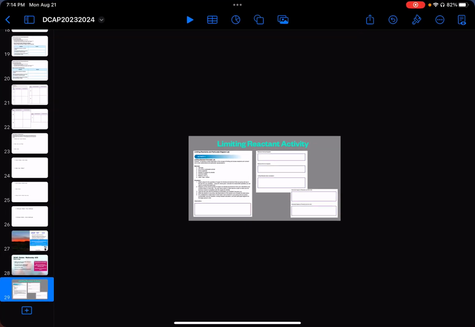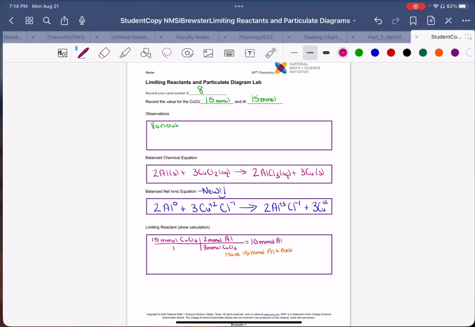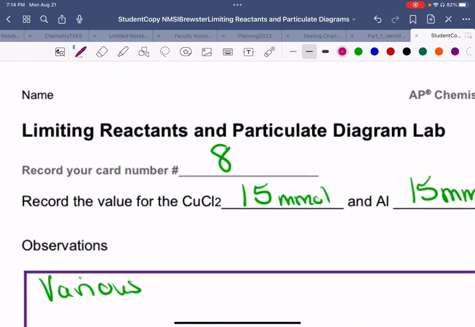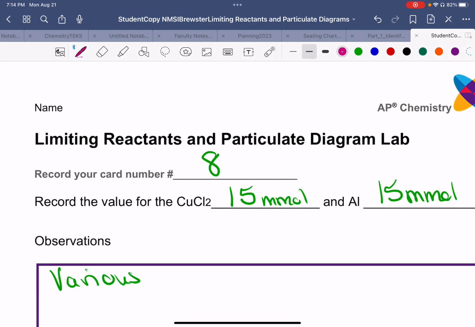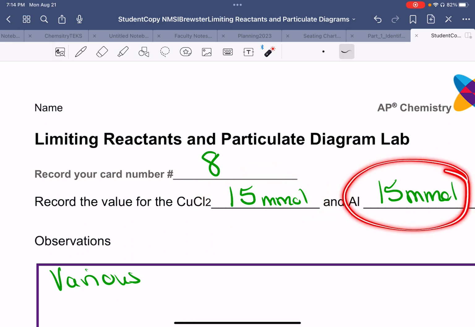And let's go and look at your stuff. So you're going to be given a card. And so I'm just going to put down that I have card number 8. I'm going to record my values on my card: 15 millimoles of copper 2 chloride and 15 millimoles of aluminum. So before you can even get ready to do your lab, you're going to have to actually figure out how much of the substances you need.